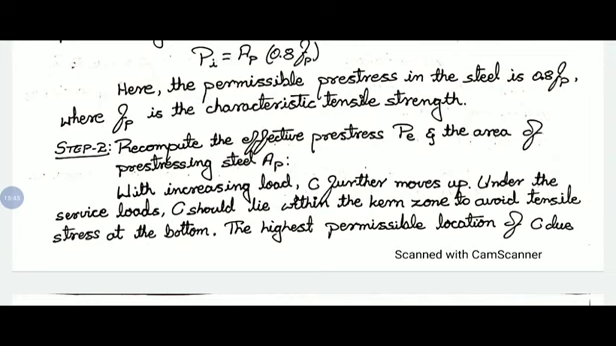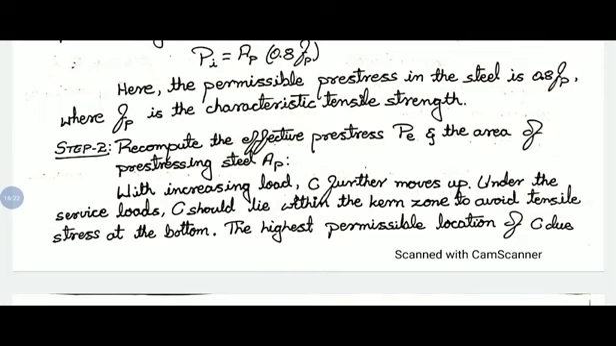With increasing load, C further moves upwards obviously. Under the service loads, C should lie within the kern zone to avoid tensile stress at the bottom. So what I have told, upper kern point and lower kern point, your compressive force should be between the upper kern point and lower kern point. If it exceeds the upper kern point, then the bottom fibers will be under tension. If it comes below the lower kern point, then the top fibers will be under tension.